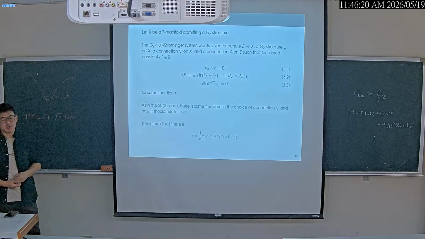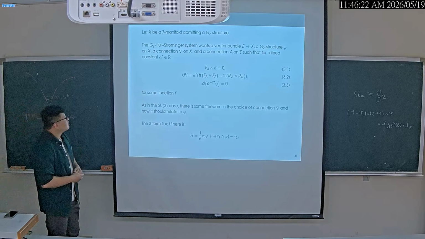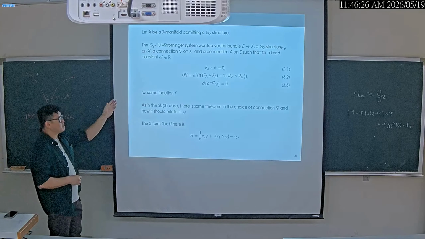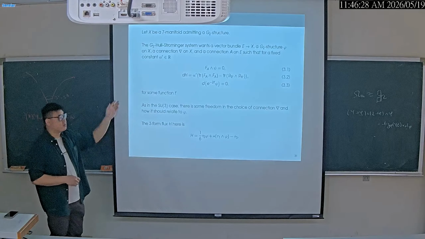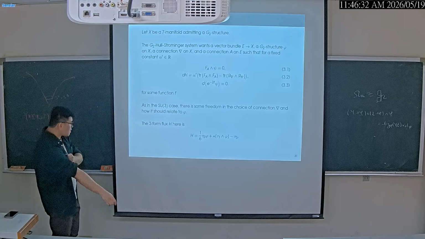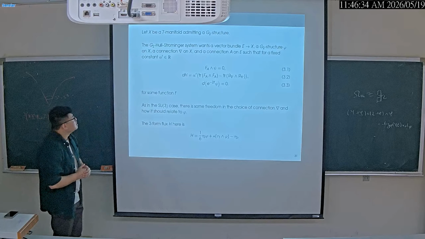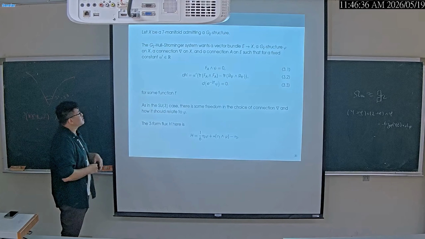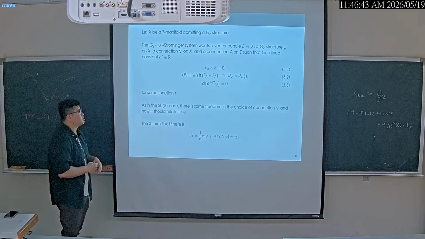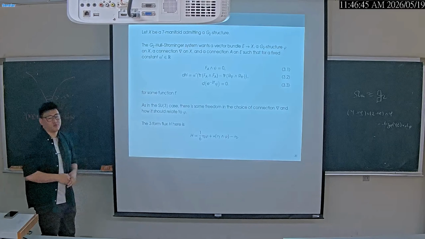The equations are very similar. So in the G2 setting, what do you want? You still want a vector bundle, and you want a connection on the base and a connection on the bundle that satisfy these equations. And these are similar to what we saw before, right?